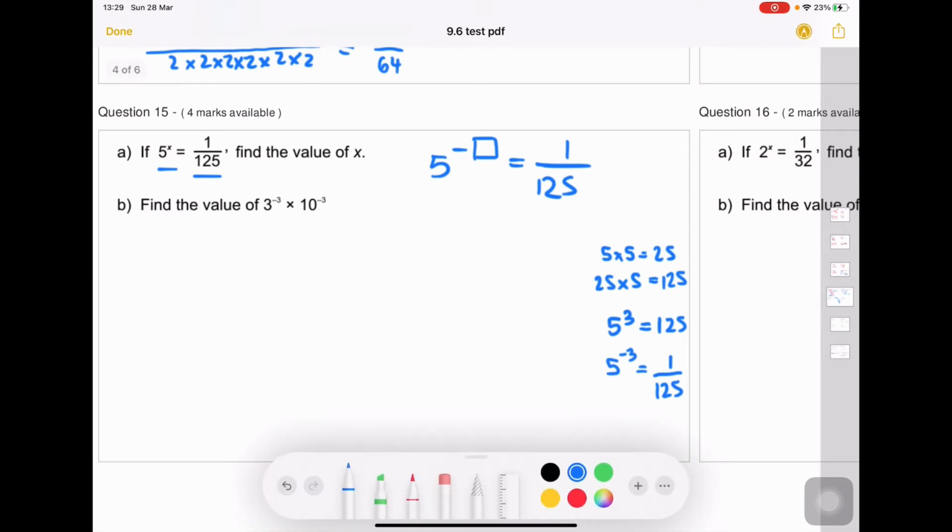So the answer to this question is x equals -3.